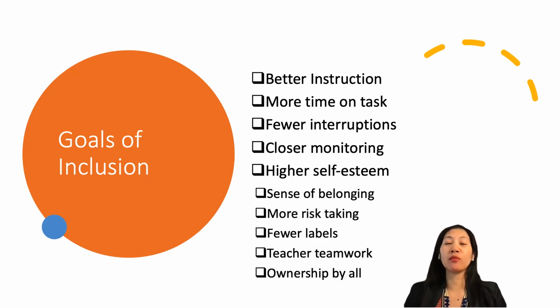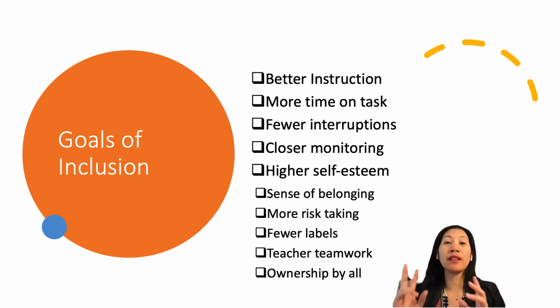Number two, there will be more time on task for our students, and they can learn more if they learn by doing. Number three, there will be fewer interruptions in the class if we have this inclusion. Number four, we teachers have closer monitoring of our students. Number five, the students will have high self-esteem because they belong to the class, regardless of their race, nationality, difficulties, gender, socioeconomic status, and learning disability. They have a sense of belonging and more risk taking, on the teacher's part as well as some students.